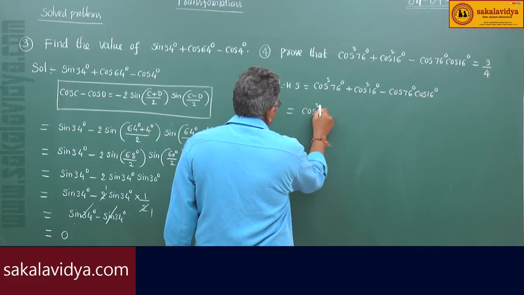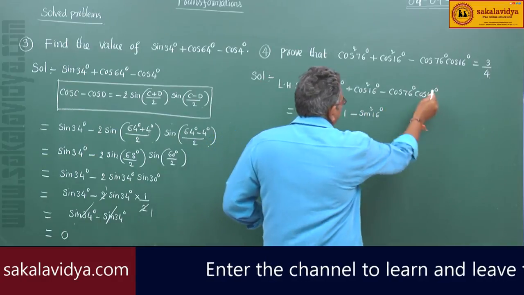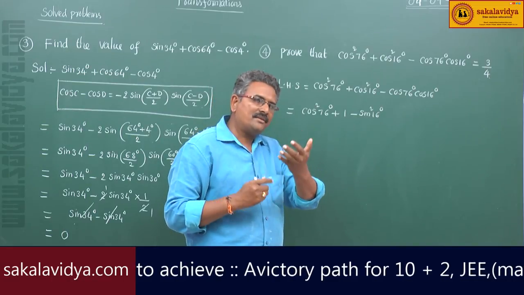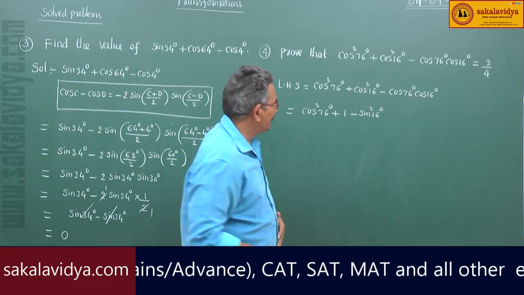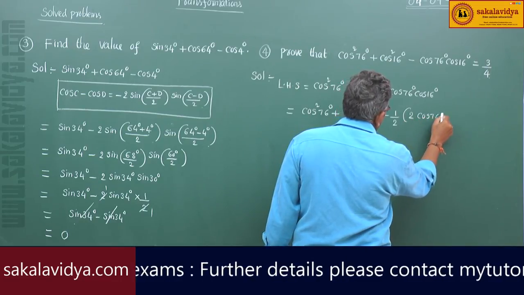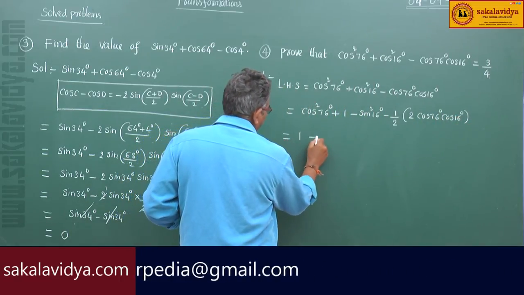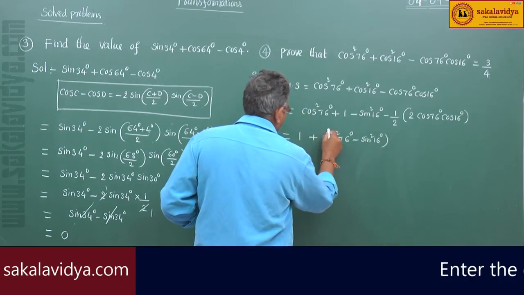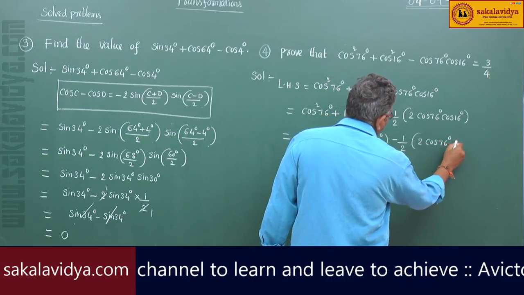So, cos square 76 degrees plus we can write 1 minus sin square 16 degrees, and this is in the form of cos A cos B. We don't have directly a formula for cos A cos B. We have the formula for 2 cos A cos B. So, why not change it as 2 cos A cos B, multiply by 2 and divide by 2. So this can be rewritten as 1 plus cos square 76 degrees minus sin square 16 degrees and minus half times 2 cos 76 degrees and cos 16 degrees.